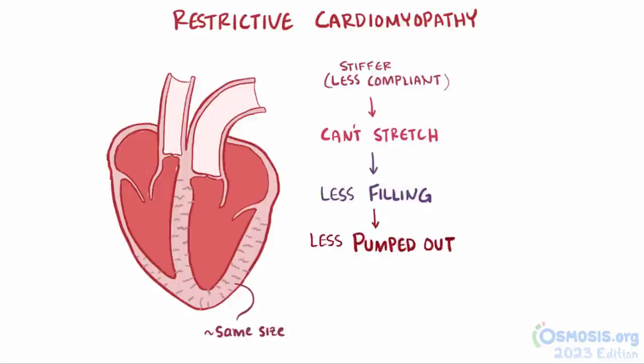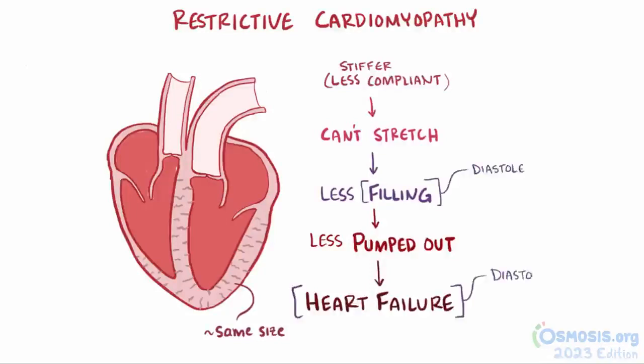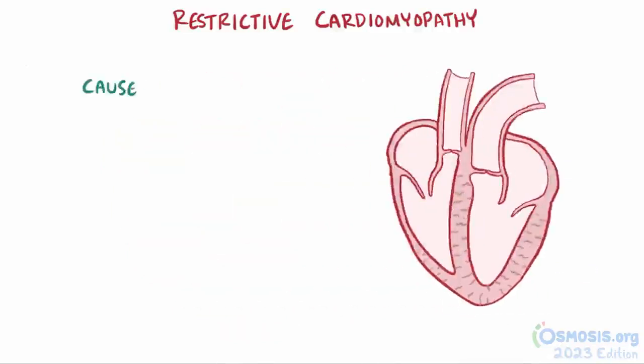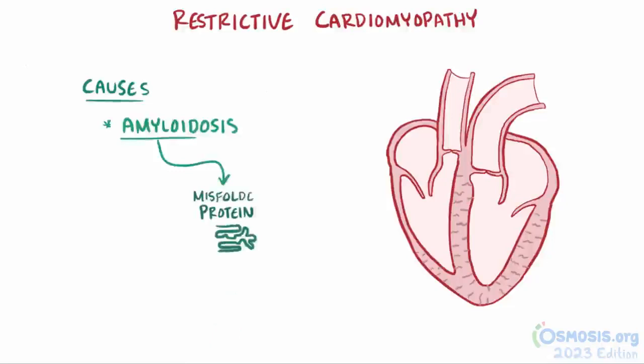So restrictive cardiomyopathy causes heart failure, and since filling happens during diastole, we say this is a type of diastolic heart failure. Now, several mechanisms can lead to stiffer heart muscles and restrictive cardiomyopathies. One of these is amyloidosis. Amyloids are proteins that have been misfolded, and once misfolded, they become insoluble and can deposit in various tissues and organs, making them less compliant.